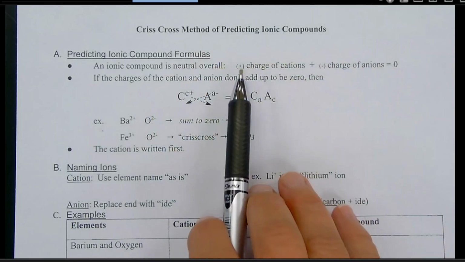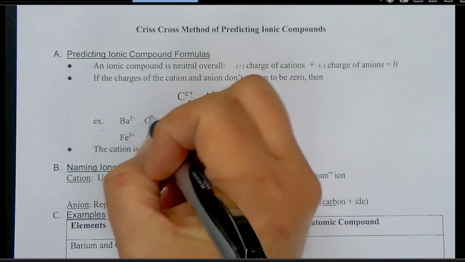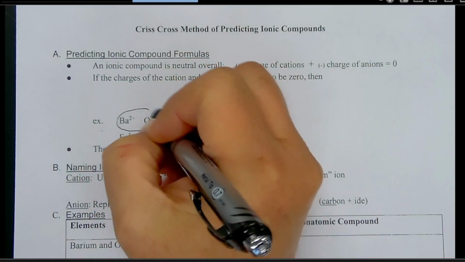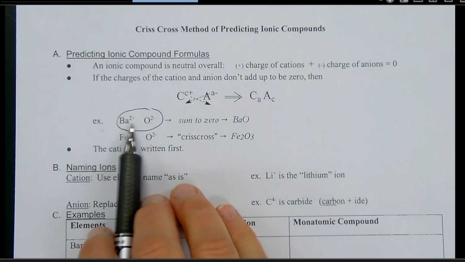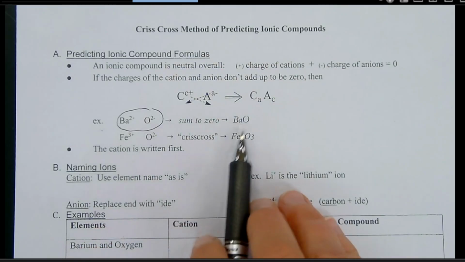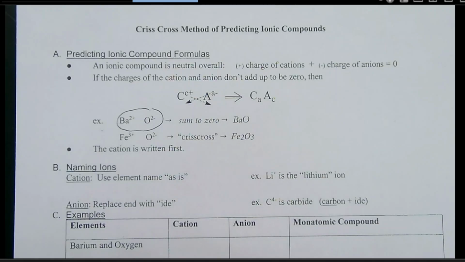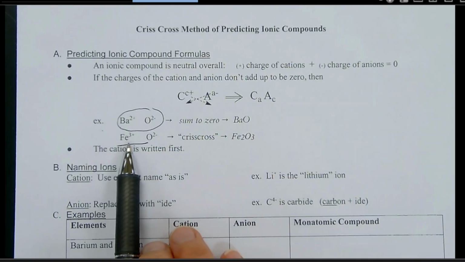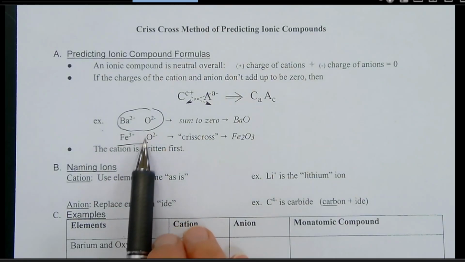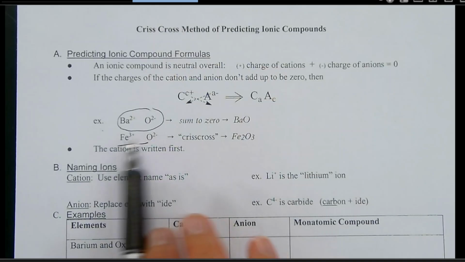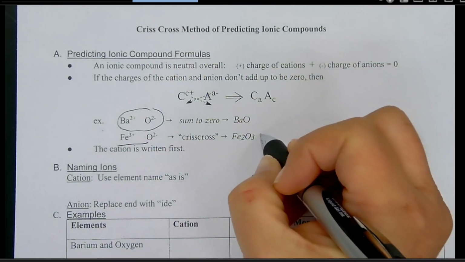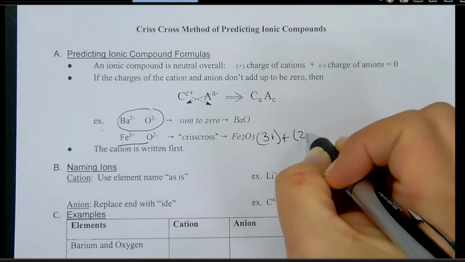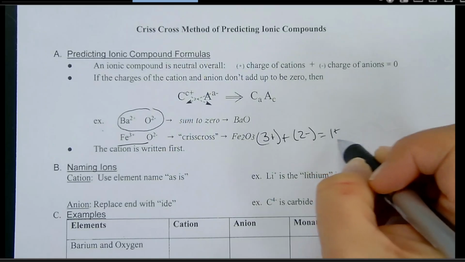And what does that mean? It means if they have the same charge, such as this one here, where barium is a 2+ and oxygen is a 2-, then you know you have a ratio of 1 to 1. You only need one of each. So that's our formula. But what happens in a situation where iron is a 3+ and oxygen is a 2-, and they don't add up? A 3+ plus a 2- will get you still a 1+, so it doesn't add to 0.